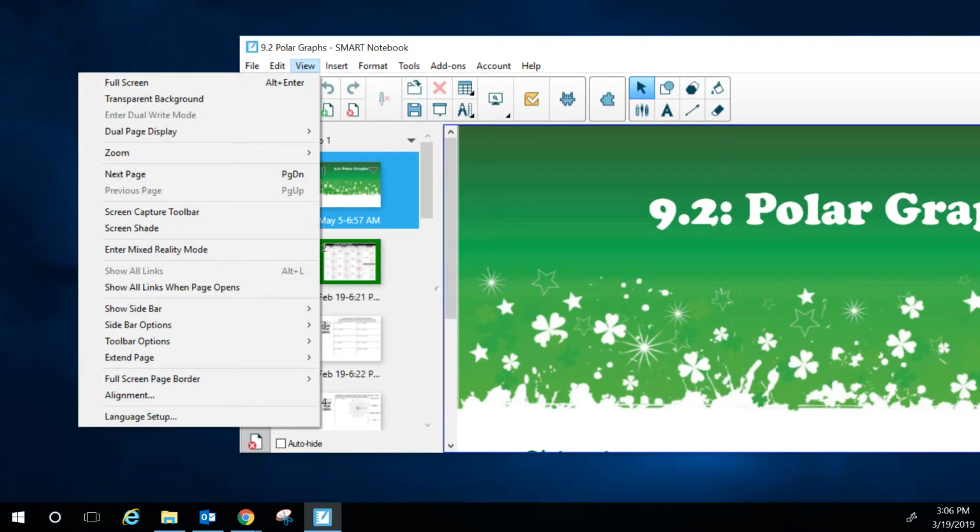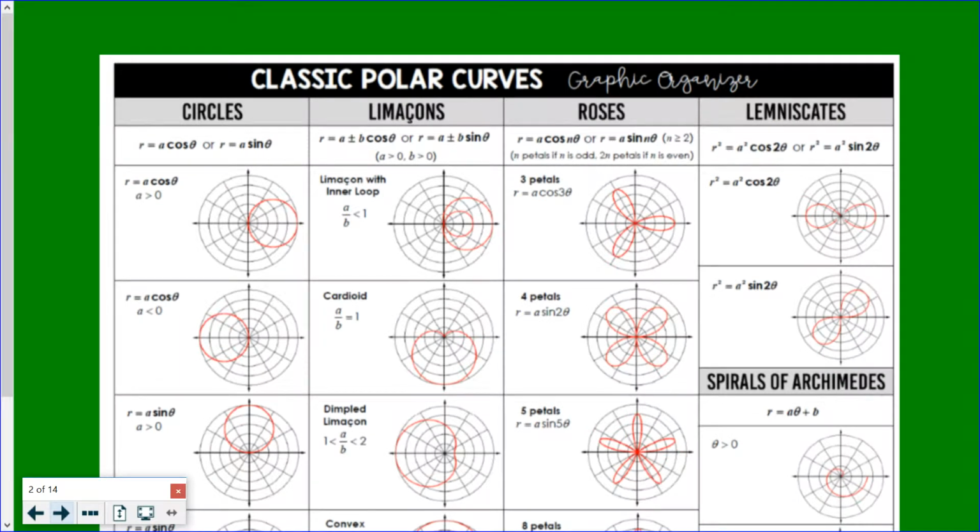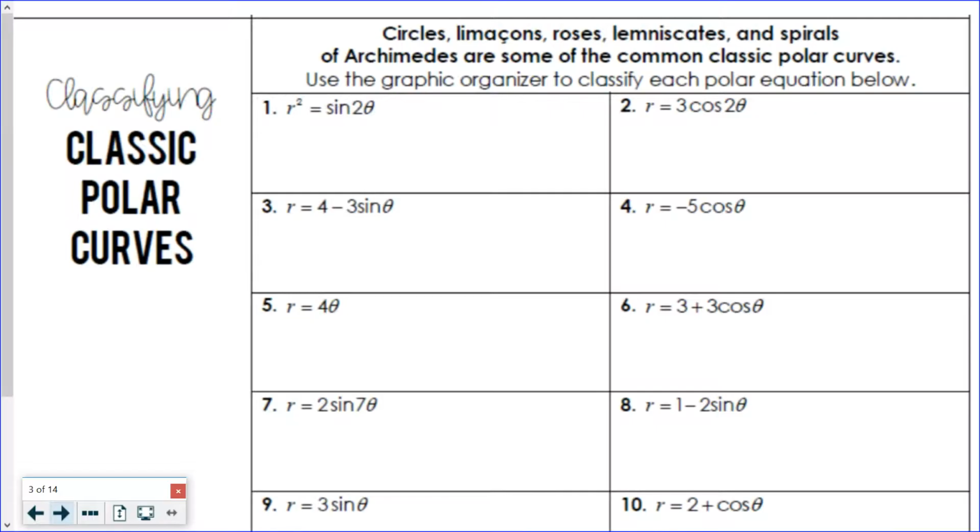Hi guys, here is section 9.2. We're doing some polar graphs. The first part of polar graphs, I think you all got pretty well, so I'm going to skip this. It's just a matter of identifying polar curves based off the equations. I'll go through it just in case someone didn't really understand what was going on in class.